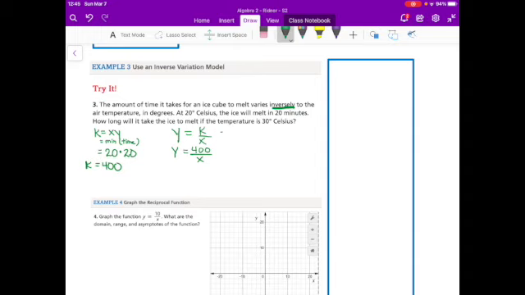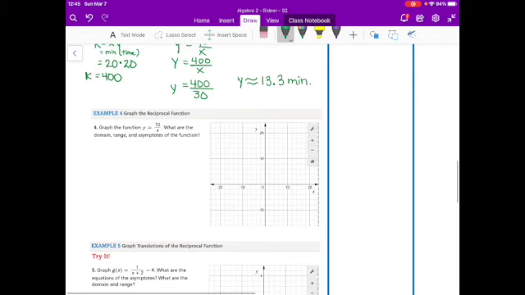How long will it take the ice to melt if the temperature is 30 degrees Celsius? So instead of x, we're going to put 30 degrees there. If I divide 400 by 30, it's approximately 13.3 minutes to melt. So that's kind of cool. You can estimate how long it's going to take something to melt.